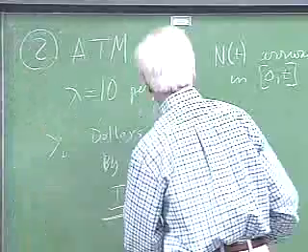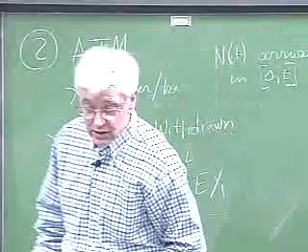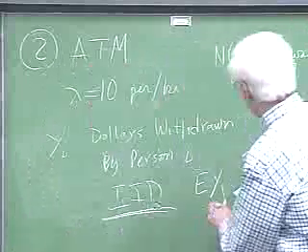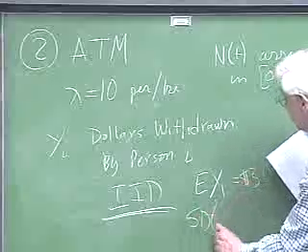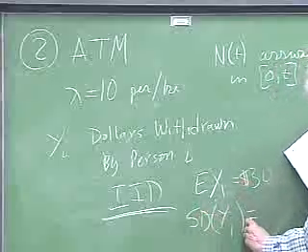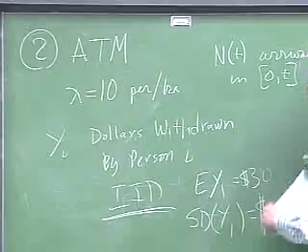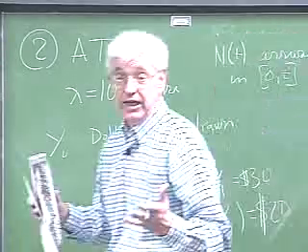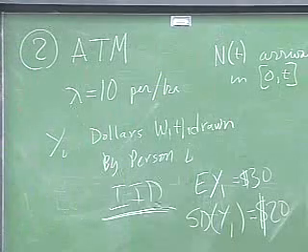So we specified that the mean, say, for each person was $30, and the standard deviation was $20. So there's some distribution about how much money each person takes out, but the mean is $30 and the standard deviation is $20.